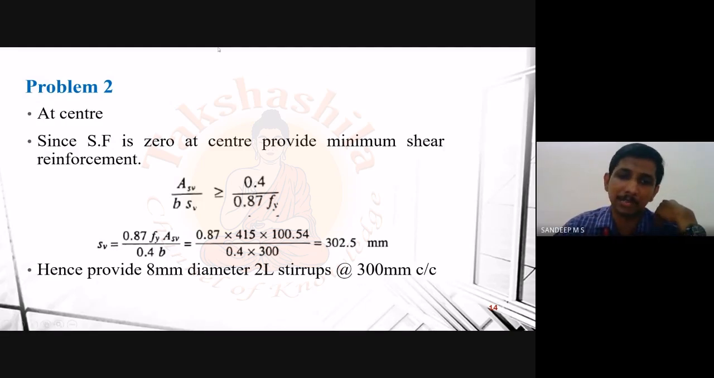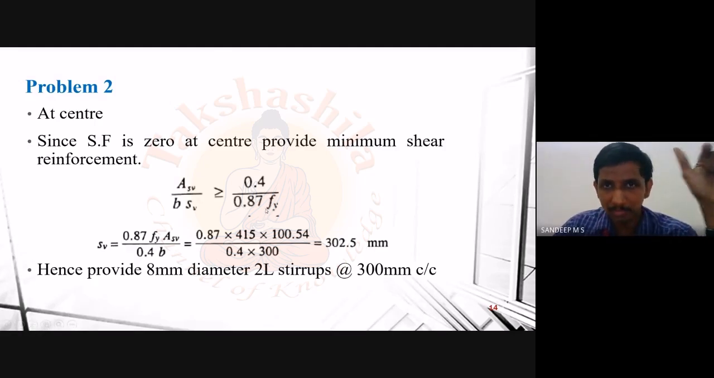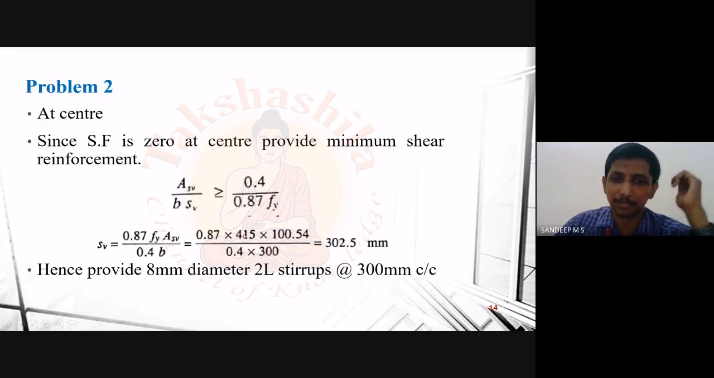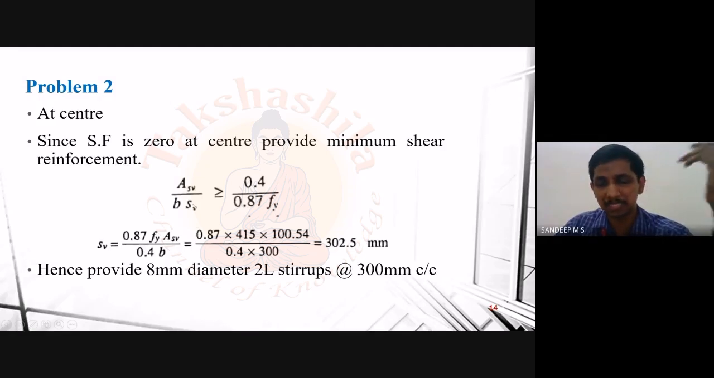For that, you have a clause, clause number 25.5.1.6. I hope I am correct, so please verify that. There you have the provision for providing minimum shear reinforcement. There basically you have this equation: ASV by B into SV should be greater than or equal to 0.4 by 0.87 Fy. Please note this Fy is the grade of steel that you are using for your stirrups, not that of the flexural reinforcement. And again this ASV is the area of cross section of your stirrups, and not that of your flexural reinforcement. So please don't confuse these. These are the common mistakes that students commit during examinations. That is why I am stressing here.